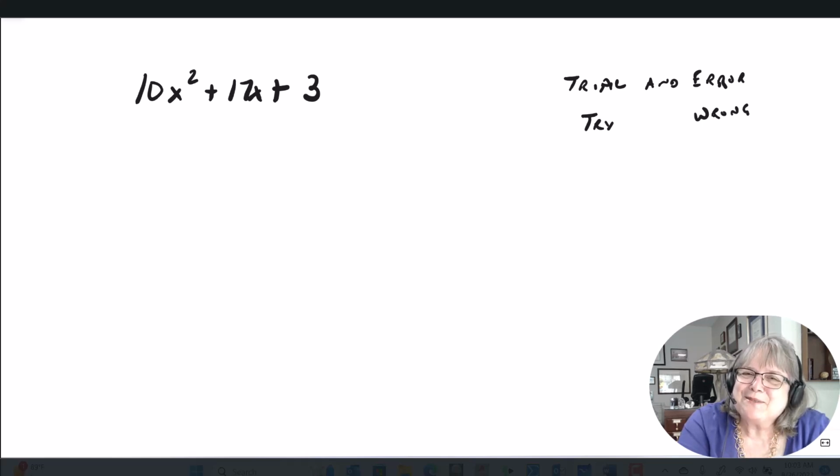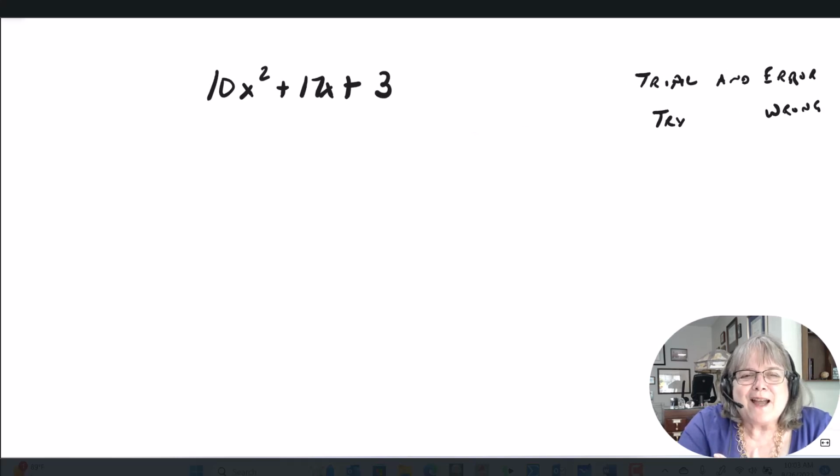Okay, I always thought the name was really cute. You try it, you're wrong, then you try it again and you're wrong, and you try it again and you're wrong, and then finally, you try it and you're right. So the trial and error method said just take your best guess. And actually, once you learn the tricks, it's pretty fast, okay?